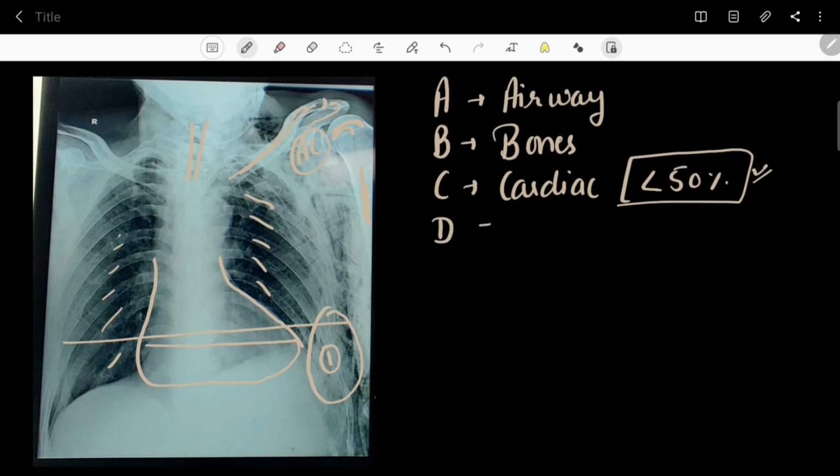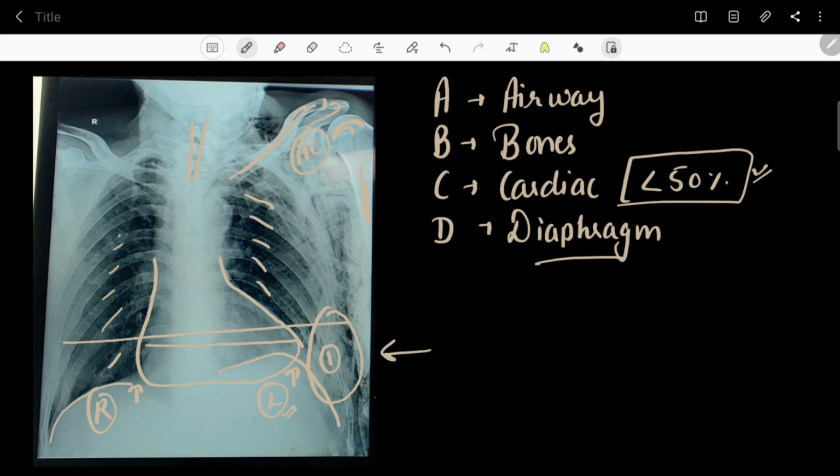Next is D, and D stands for diaphragm. This is the diaphragm. In a normal chest x-ray, the diaphragm on the right side should be above the diaphragm on the left side. But in this case, the diaphragm over the left side is superior to the diaphragm over the right side. That means there is some kind of diaphragmatic injury over the left side. Due to any impact injury over this place, there is a diaphragmatic rupture also.